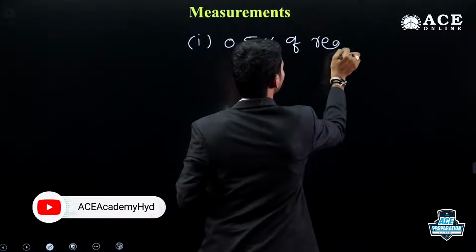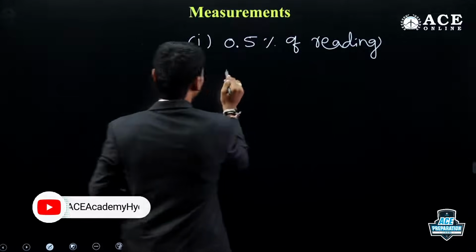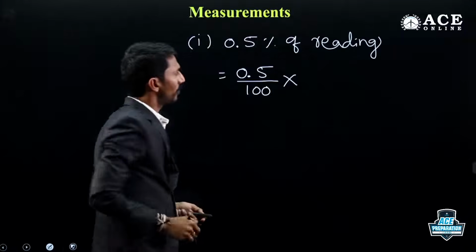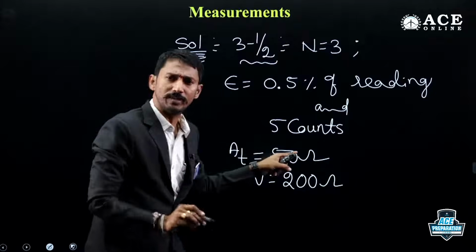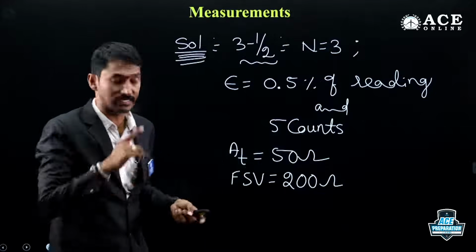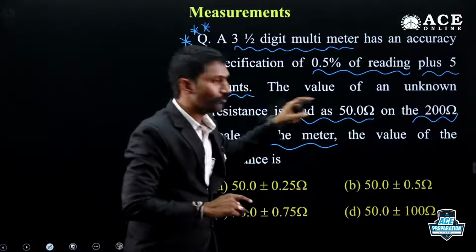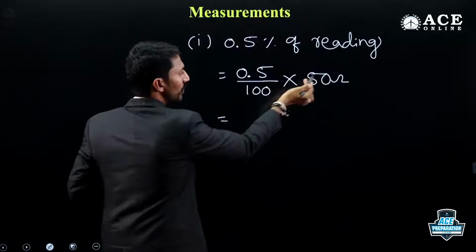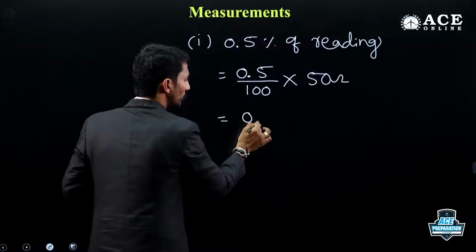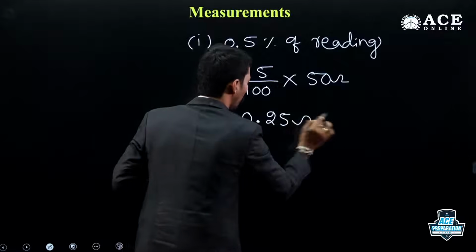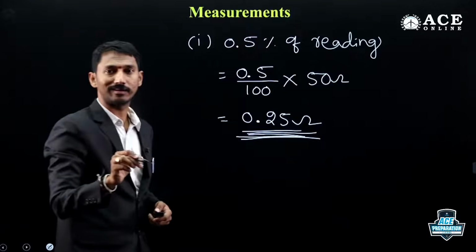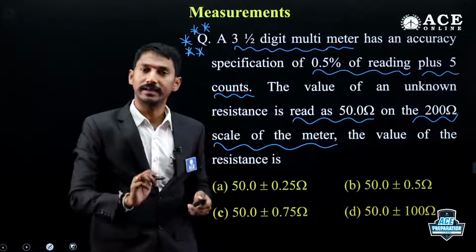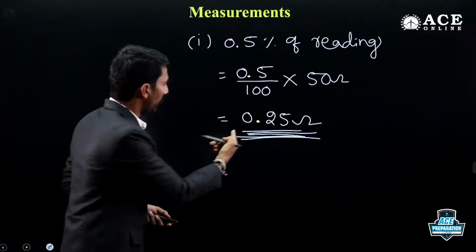0.5% of reading. Sir, what is 0.5%? Simply we can write 0.5 by 100 into. What is the reading, guys? Reading is given as 50. Reading or true value, based on the context you have to consider. So here the reading value is 50. Substitute 50 ohm. So what will be the value? 50 by 100 into 0.5 by 2. So therefore, 0.25 ohm. This is one part of the error because he has given 2 errors: 0.5% of reading plus something. Yes, the answer is 0.25 ohm.